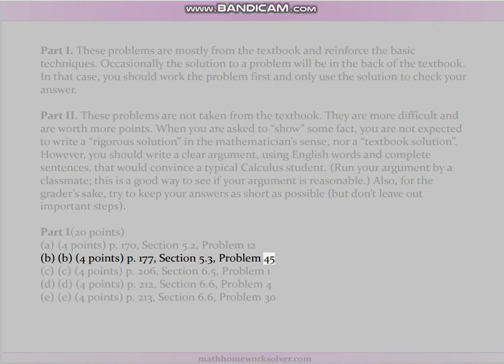Part I, 20 points. A, 4 points, page 170, Section 5.2, Problem 12. B, 4 points, page 177, Section 5.3, Problem 45. C, 4 points, page 206, Section 6.5, Problem 1. D, 4 points, page 212, Section 6.6, Problem 4. E, 4 points, page 213, Section 6.6, Problem 30.